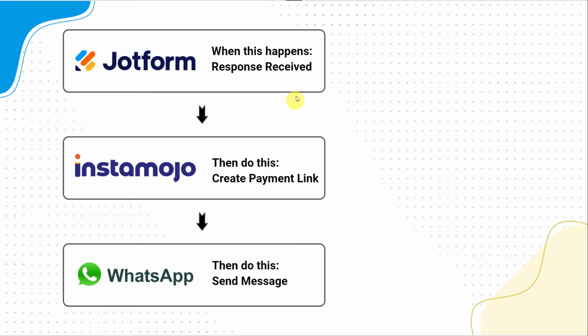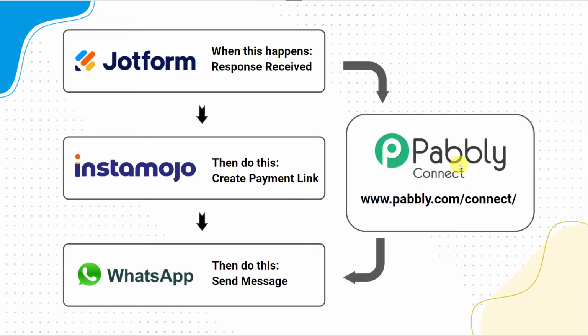So in order to create an integration between Jotform, Instamojo and WhatsApp, we are going to use a software application named Pabbly Connect. Basically, Pabbly Connect is an automation and integration software which will help us in integrating Jotform with Instamojo and then with WhatsApp automatically. The best part here is it doesn't require any coding skills or programming knowledge. Even a non-technical person can use this software application very easily.